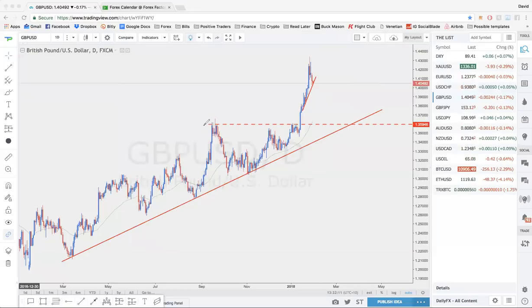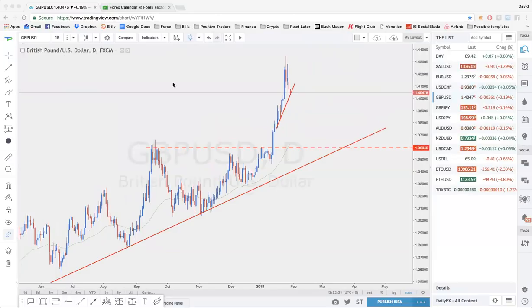And then also on the daily, where we created this top late last year, we came back and retested that zone not too long ago this year, and then ended up breaking out to the upside. So that's pretty much all I have on the daily. I don't really see anything else that really needs to be said.